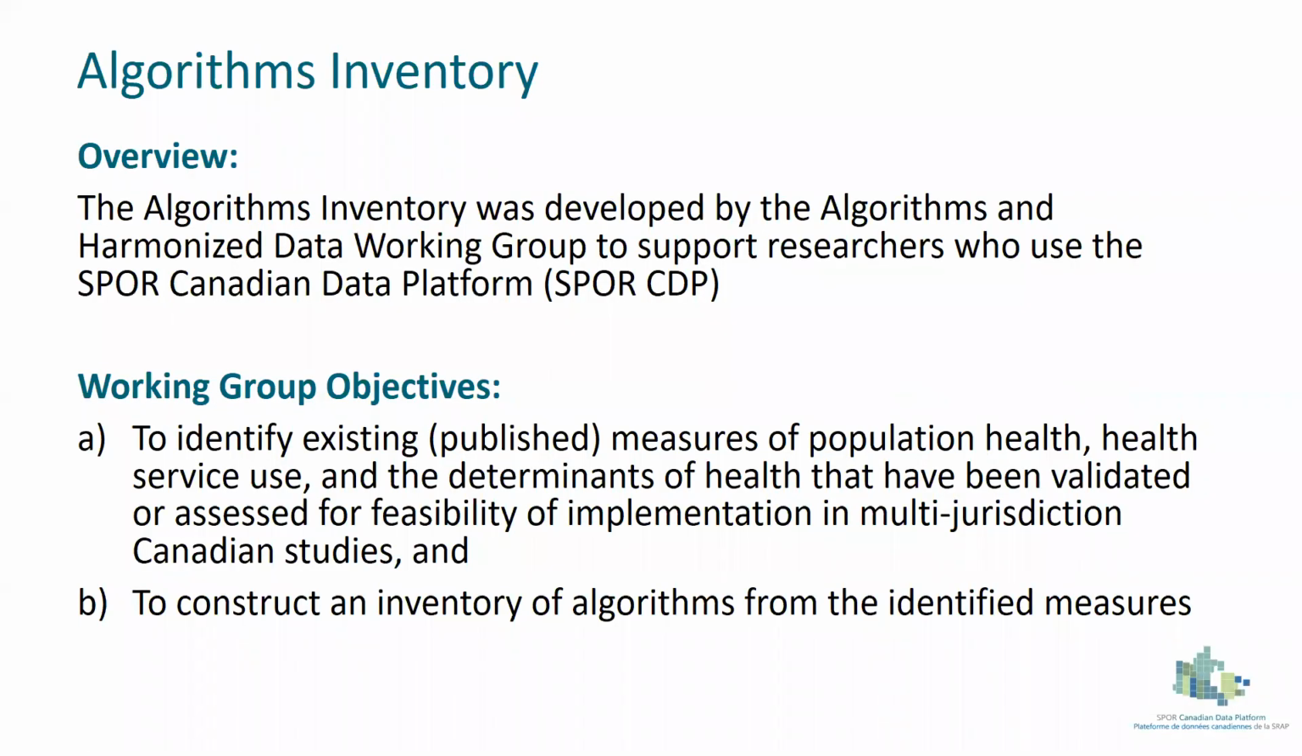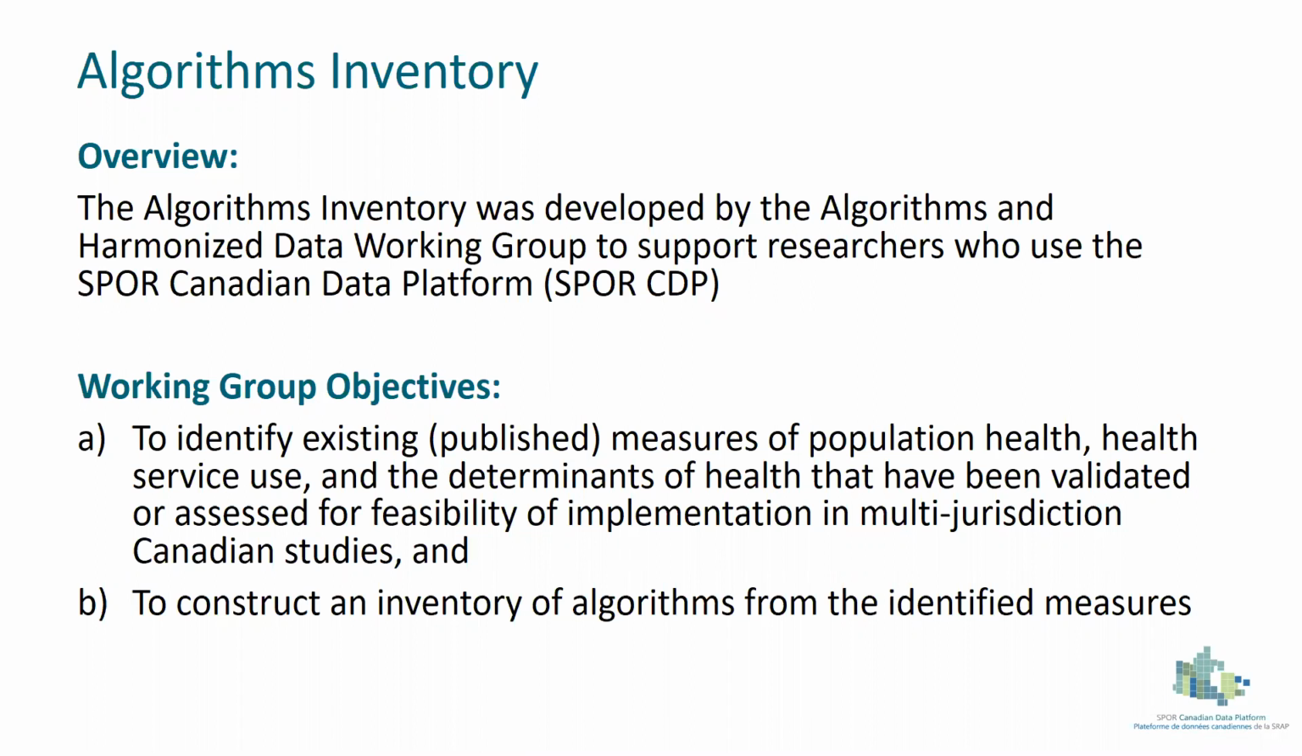The Algorithms and Harmonized Data Working Group that was formed as part of HDRN Canada and that supports researchers who use this Canadian data platform was critical to the ongoing work. Now, the working group has a number of strategic priorities that it's focusing on. Its objectives around harmonized data involved, first of all, identifying published measures of population health, health service use, and the determinants of health that have been validated, in other words, that have been assessed for their accuracy, or that have been assessed for their feasibility of implementation.